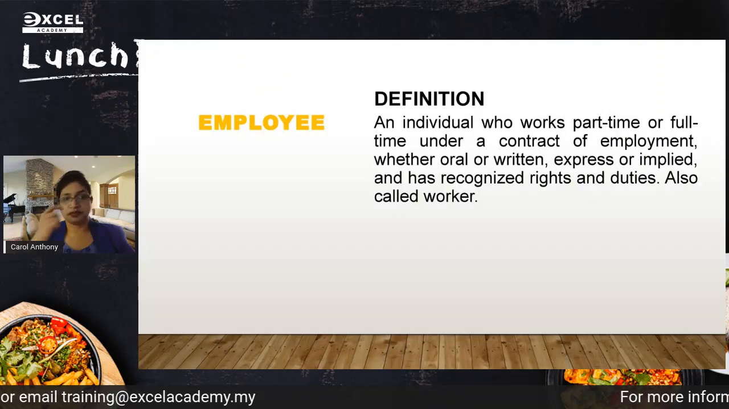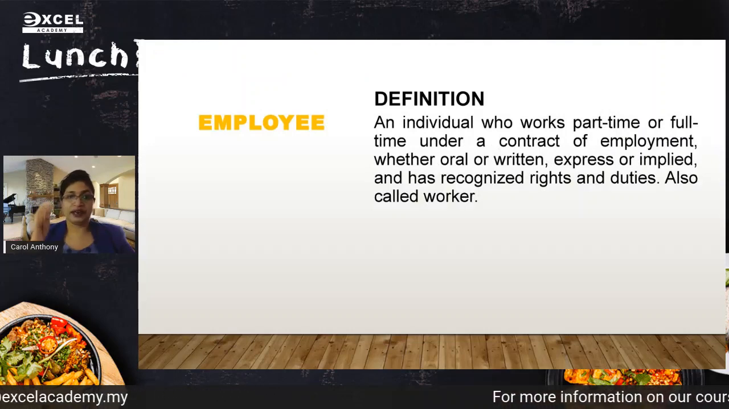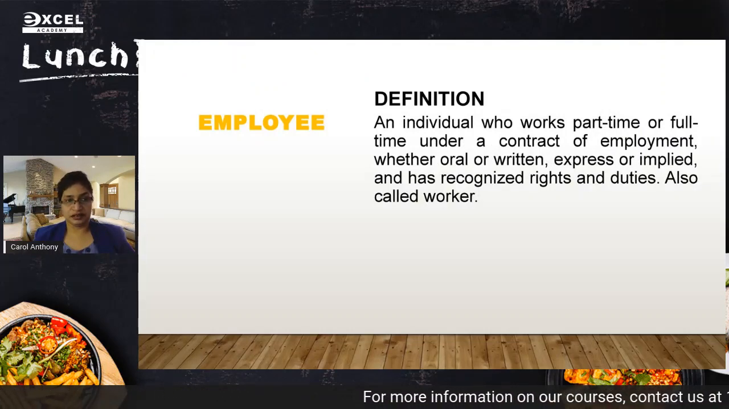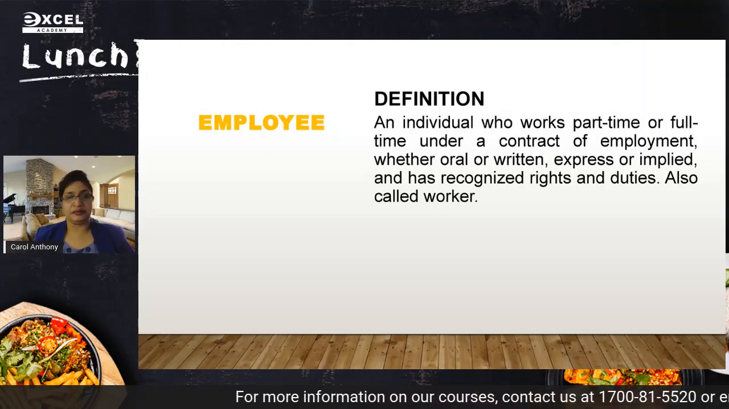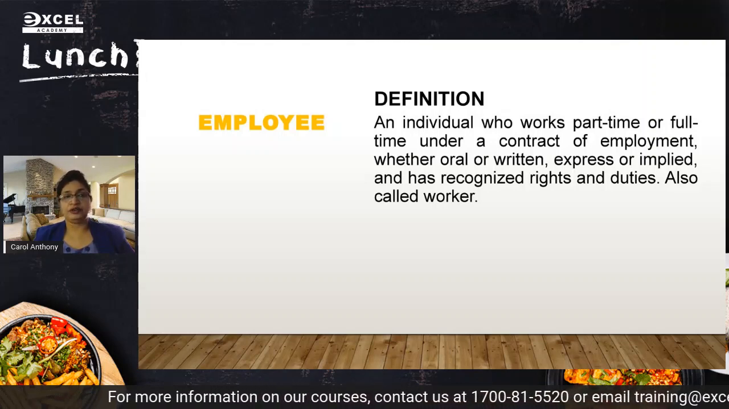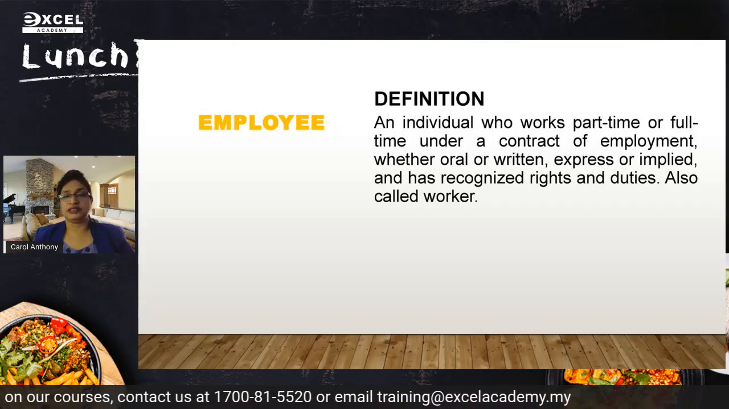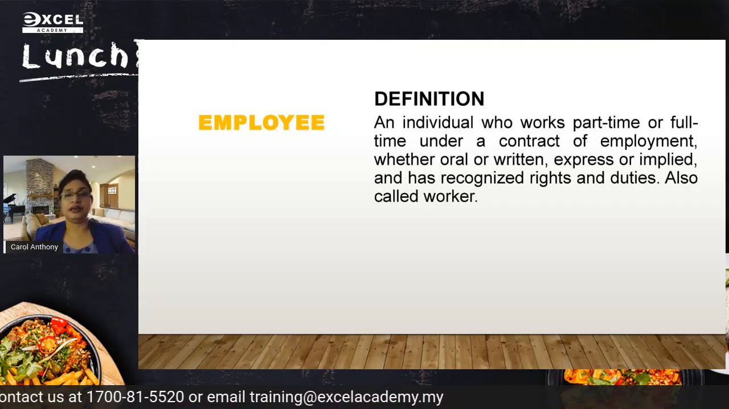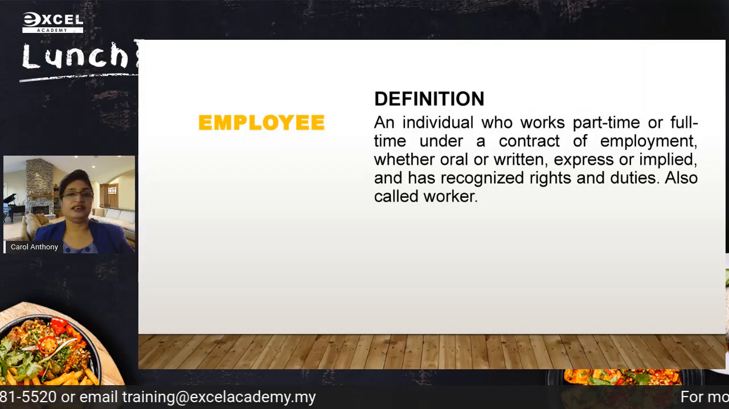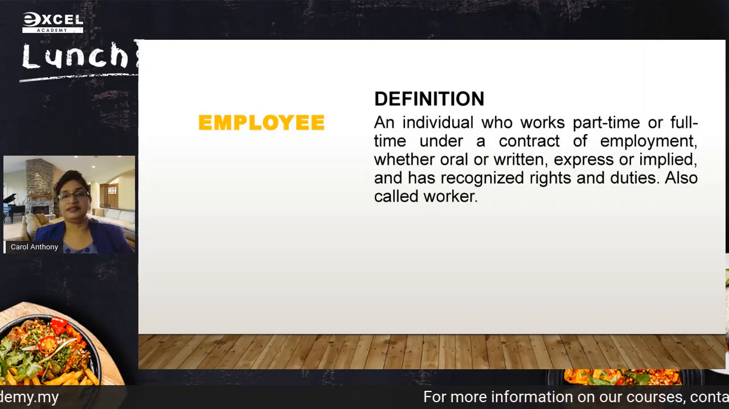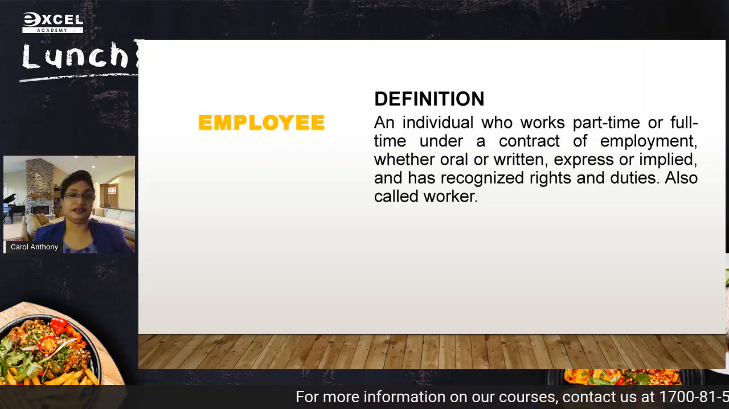Let's move on. We've covered the employer definition. Now we dive into employee. What is an employee? An employee, according to the EA, is an individual who works part-time or full-time under a contract of employment. It could be oral, written, express, or implied, and has recognized rights and duties.